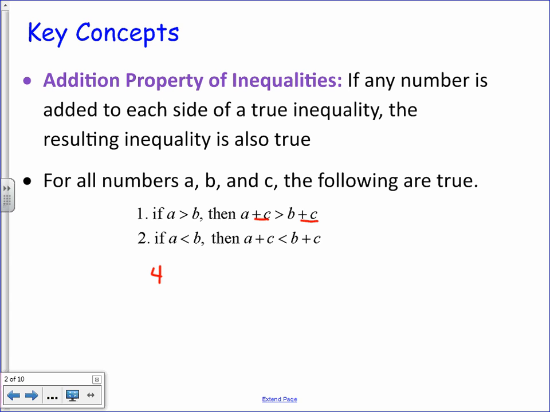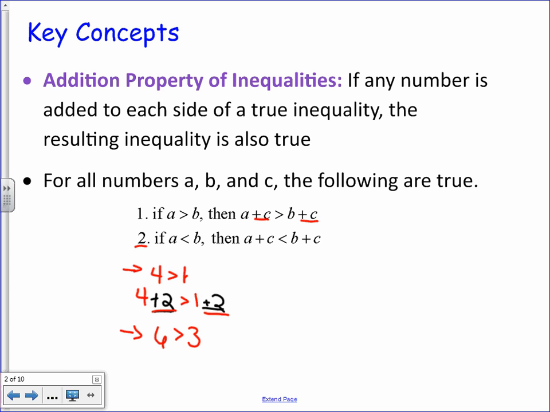So if I say that 4 is greater than 1, and then I add, let's say, 2 to both sides. So I'm going to add 4 plus 2 greater than 1 plus 2. Notice I added 2 to both sides. 4 plus 2 is 6, greater than 3. So because I add 2 to both sides, the resulting inequality is still true, right? 4 is greater than 1, 6 is greater than 3.